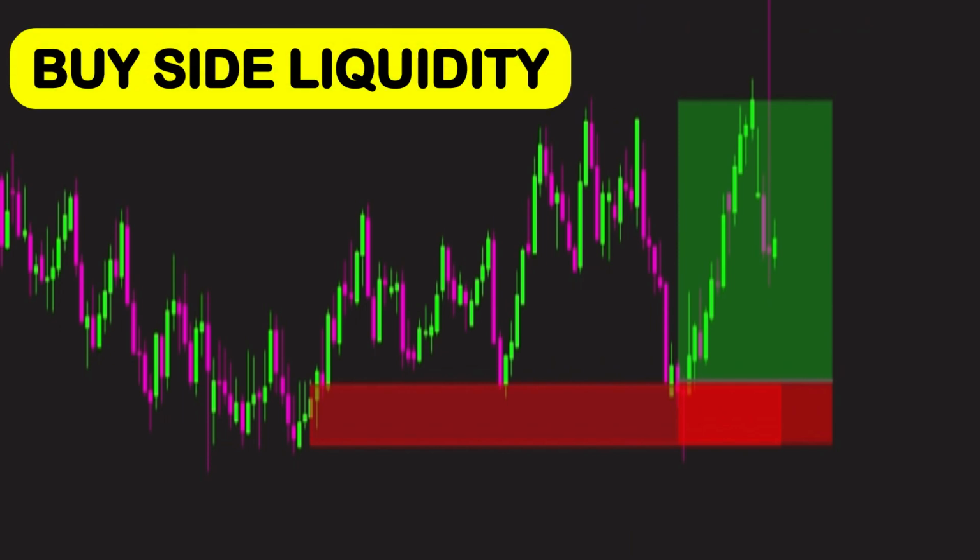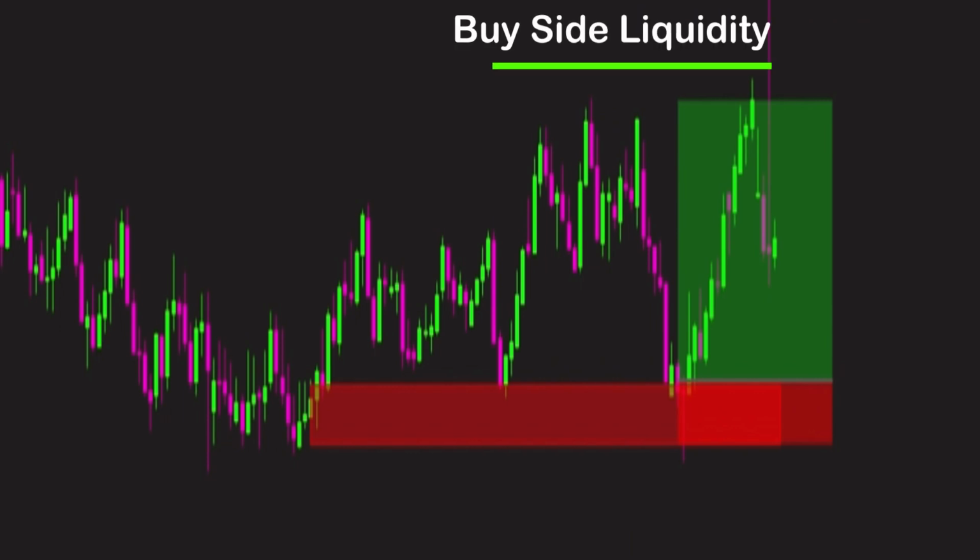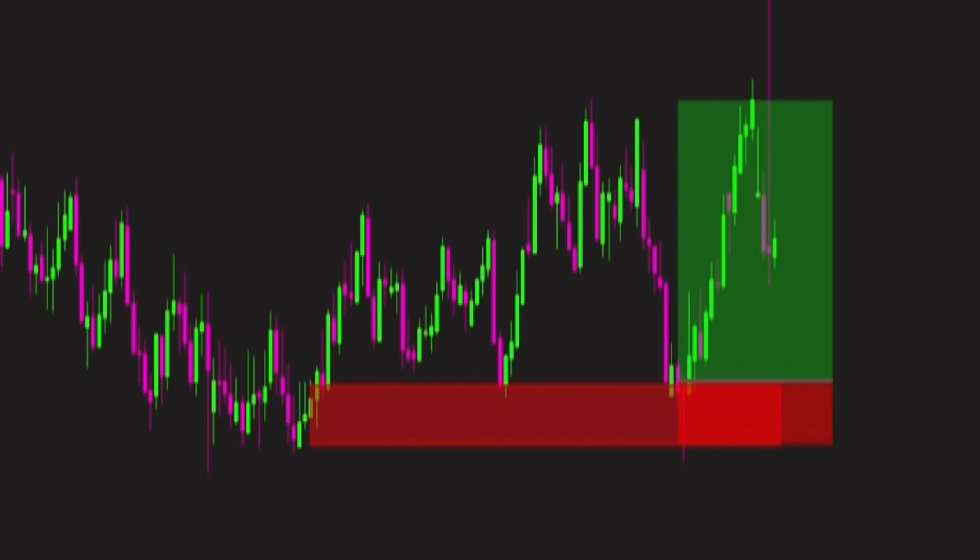Now let us see the second concept, which is buy-side liquidity. Buy-side liquidity is above the resistance level and above the trend line. When the market has respected the resistance zone 2 times previously, then a lot of retail traders would set their sell limit orders at this resistance zone.